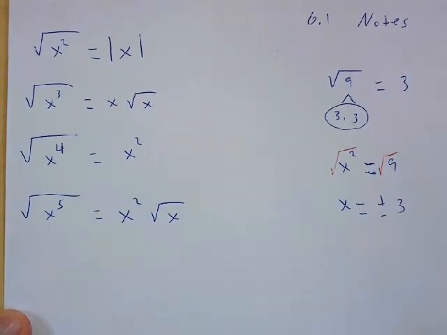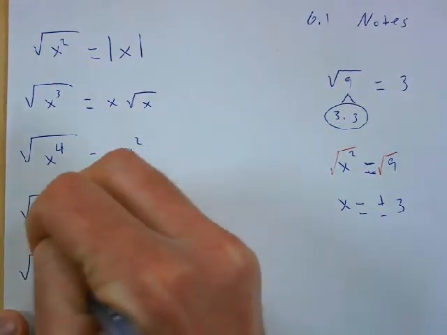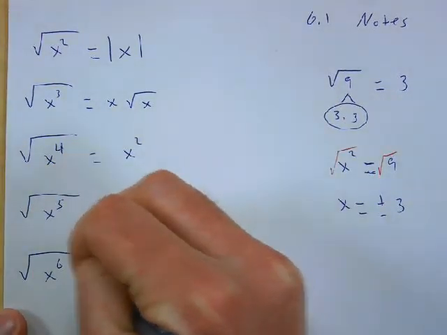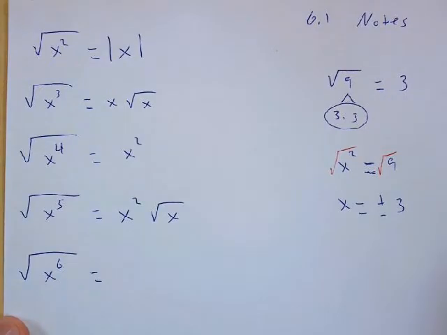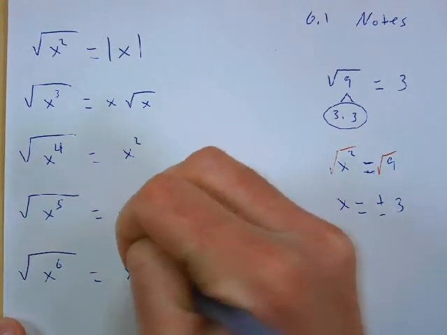Okay, all right, let's keep going with this. What about the square root of x to the sixth power? What's that going to equal? Well, let's see, if I have 6 x's, I can make 3 groups of 2, so then I can take out 3 x's, which is x to the third.